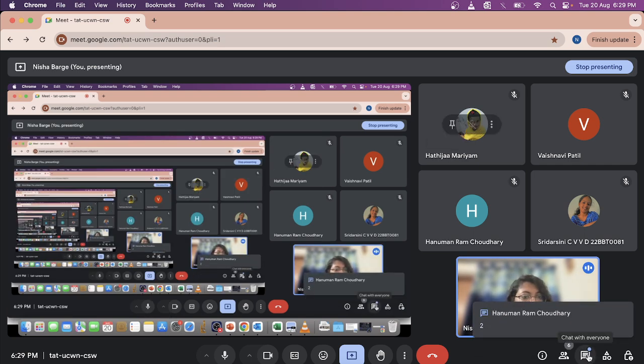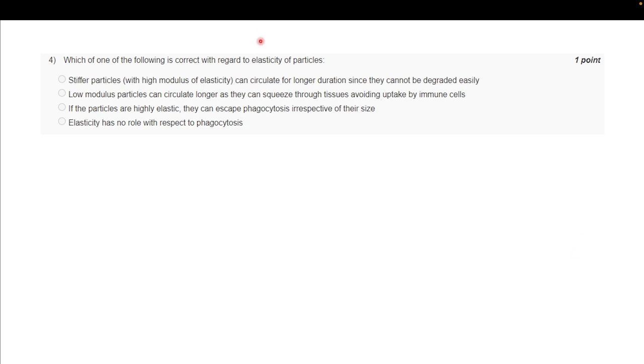Okay, somebody is trying to answer option 2, which is low modulus particles can circulate longer, so they can squeeze through tissues, avoiding uptake by immune cells. Okay, we have one answer. Thanks for answering. Anybody else has a different answer? No one? Okay, let's look at the correct answer then. Yes, you were perfectly right. The correct option is option 2.